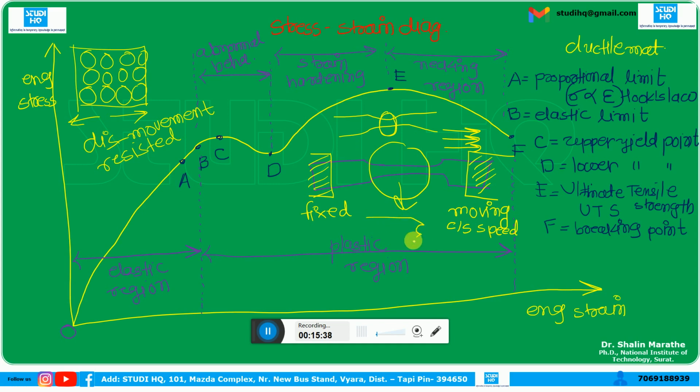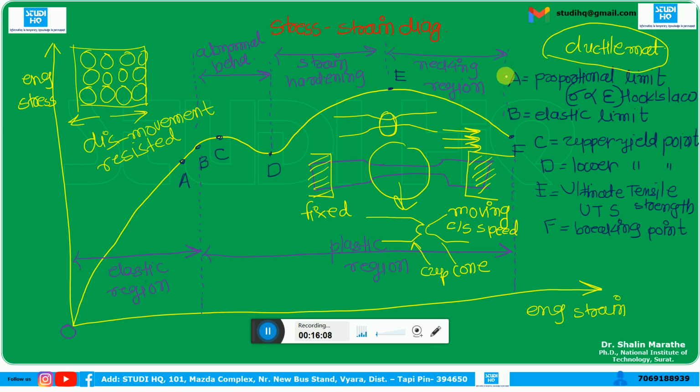It will be like, not exactly like this, but somewhat like this. Okay, this is known as cup and cone fracture. This is the cup and this is the cone. This is known as the cup and cone fracture. Okay, and this is only possible in the case of ductile material. All these things are applicable to ductile material.